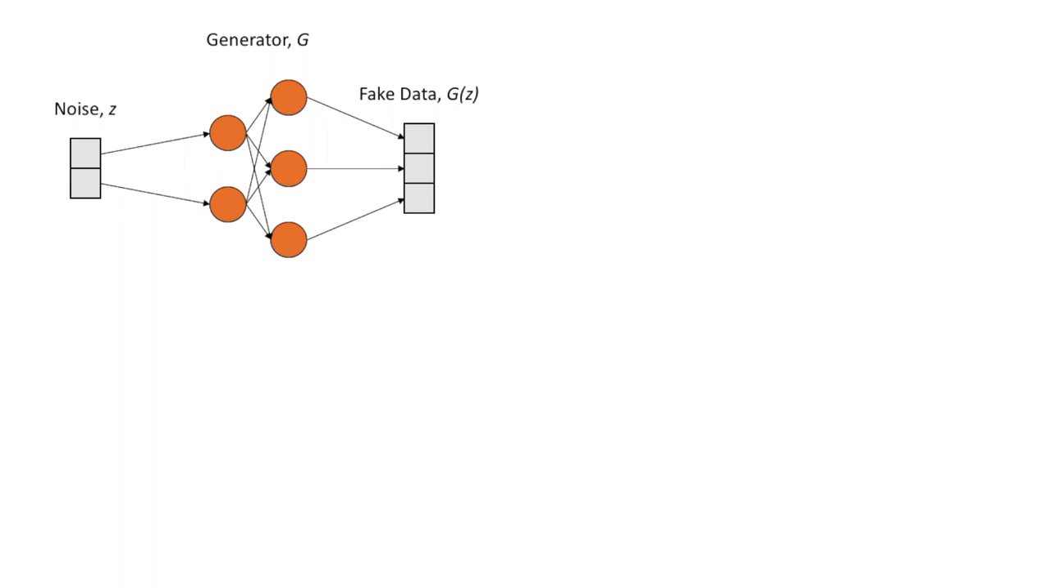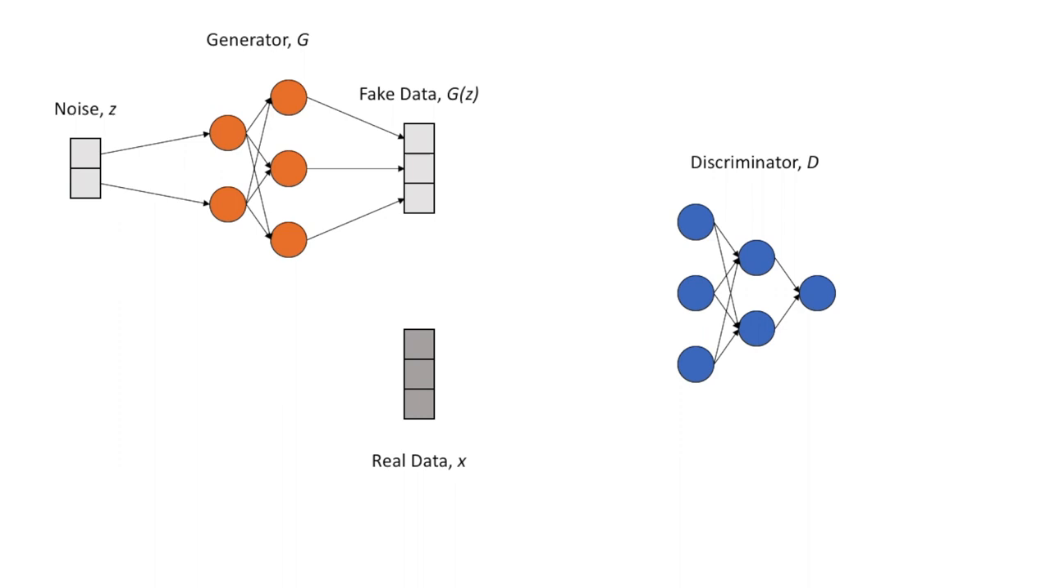Next, we have the real data, denoted here as X. Notice that the output of the generator is the same dimension as the real data. This is indicated here by three boxes. Finally, we have the discriminator neural network. The input to the discriminator network is either a fake sample or a real one.